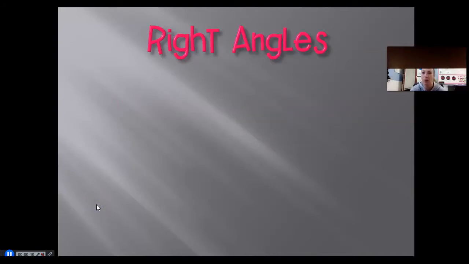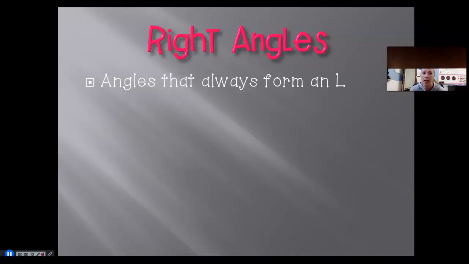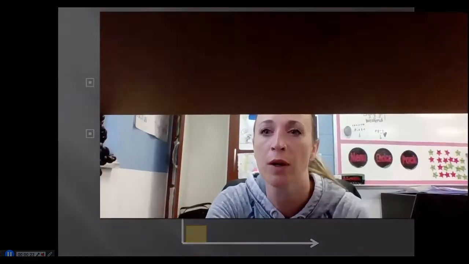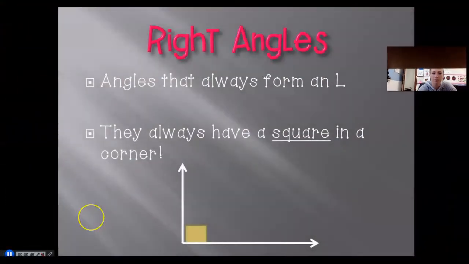So right angles. What are right angles? Right angles are angles that always form an L. They always have a square in the corner. So this is what a right angle looks like. With your arms, you can make a right angle. So if I go like this, that is a right angle. Notice that my head would be the square and this would be my angle. One line up and one line across. It's making a perfect L. So right angles make perfect L's. They also have squares in the corner. All right, so those are right angles.